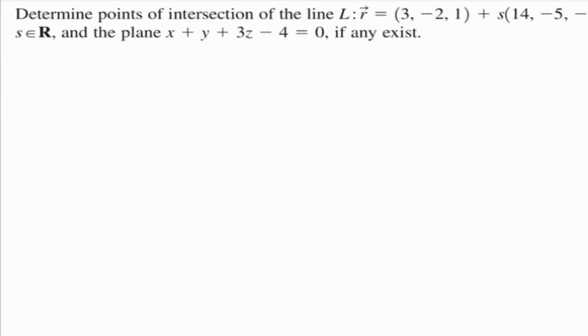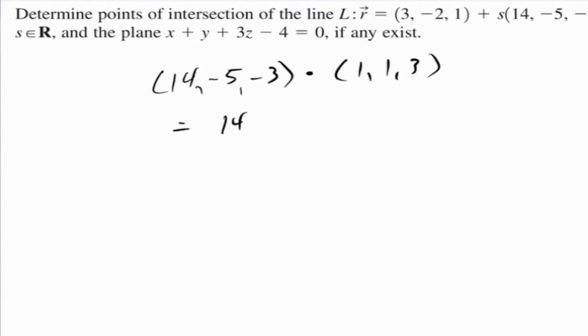And then let's take a look here at the third example. So for the third example, let's see. I would guess this example is going to have the line on the plane. So let's see how that would work out. If I take the direction vector 14, negative 5, negative 3, and take the dot product with the normal 1, 1, 3, you end up getting 14 minus 5 minus 9, which is 0. So therefore, either there's no solution or it's infinite solutions.